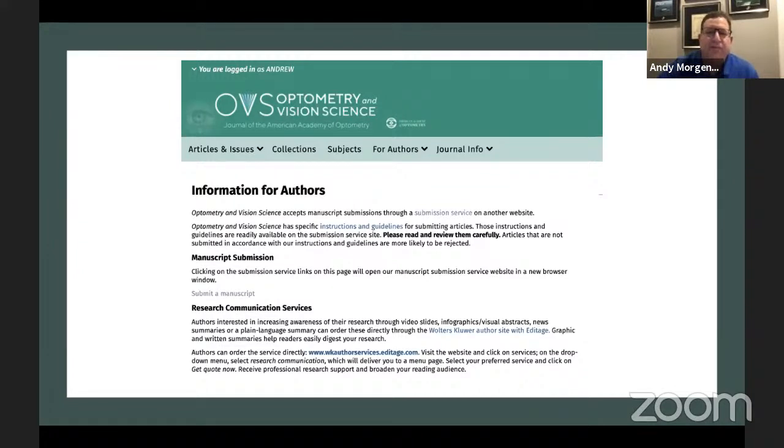So I wanted to bring up the first page, which is the information for authors page. You can see the first line over here, and it's a step-by-step process that it'll take you through. Not only does it tell you how to submit, but it tells you what you need to do to write your article the right way. And it gets to very, very fine detail.